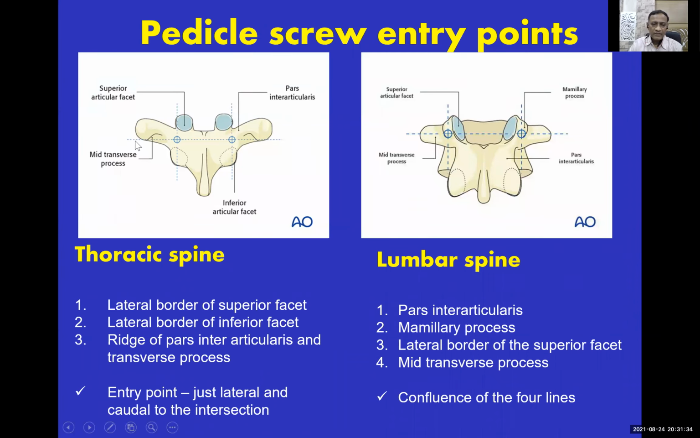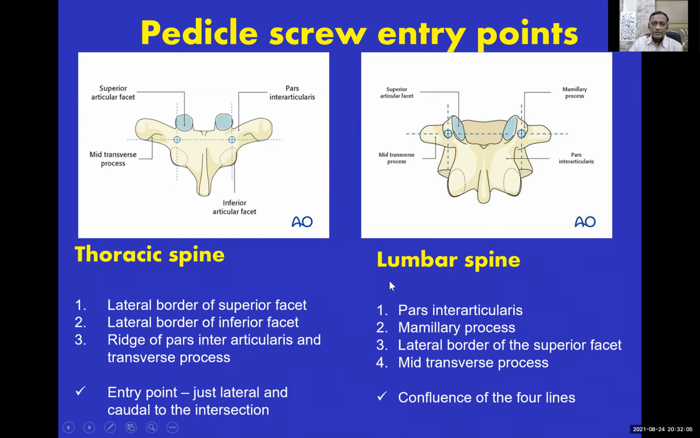So in the thoracic spine, what are the entry points? The lateral border of the superior facet, the lateral border of the inferior facet, the pars interarticularis and the transverse process. The entry point is just lateral and caudal to the intersection of all these three lines. In the lumbar spine, you have to identify the pars interarticularis, mammillary process, lateral border of the superior facets, and mid transverse process. And what is the entry point? The confluence of all those four lines.